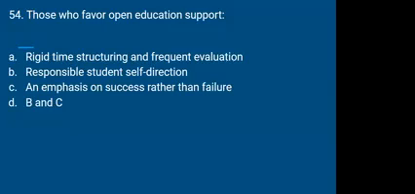Is it A, rigid time structuring and frequent evaluation? Letter B, responsible for student self-direction. Letter C, an emphasis on success rather than failure. And for letter D naman, B and C. So it means responsible student self-direction and an emphasis on success rather than failure. Okay? So what do you think is the correct answer for this one?